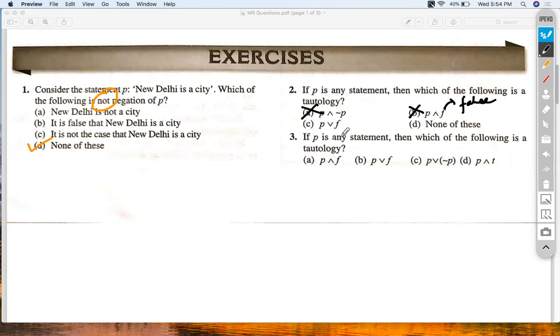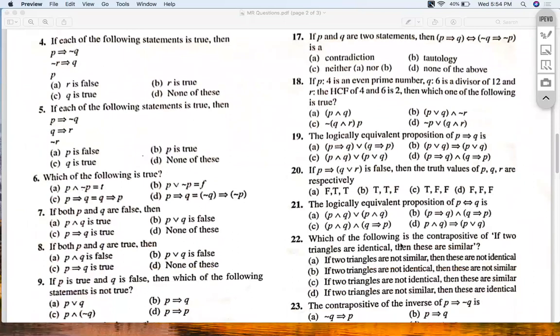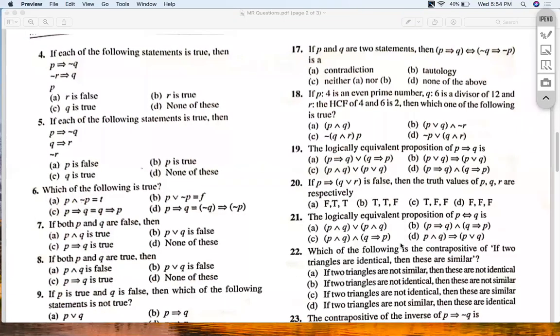Correct? Sir, it depends upon what P is, right? If P is false, the entire thing will be false. Correct. So it depends upon P here. So this also, so option D will be correct. Okay. Let's skip the third one and move on to the next. Third one is C, by the way. Correct.